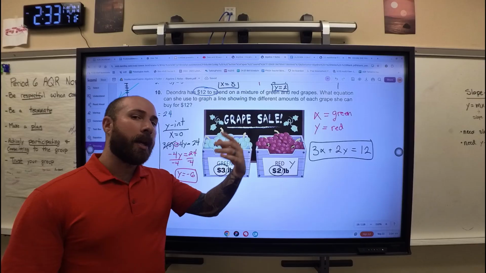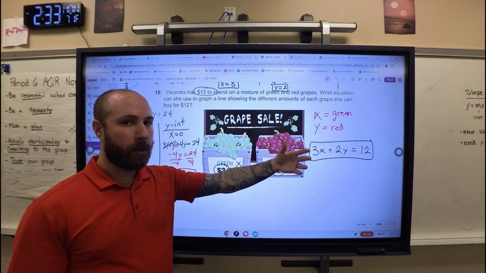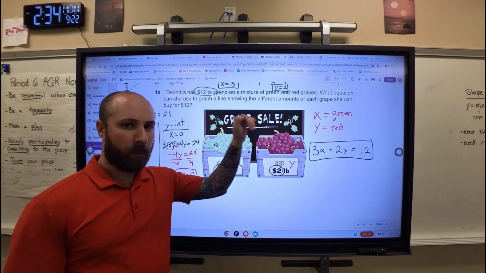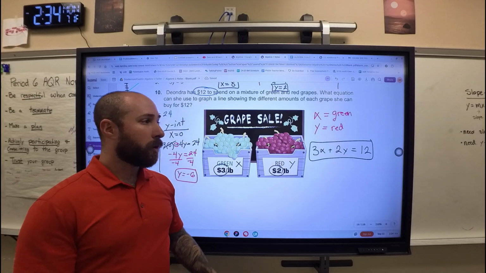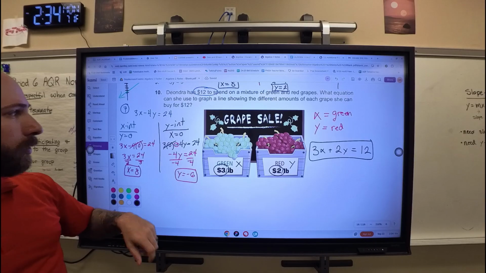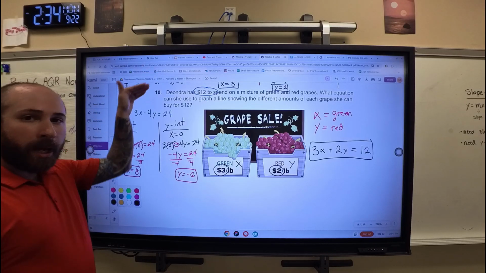If it then asked, hey, what is one scenario that we can do, like to buy green and red, then we could go through and solve and find, okay? So that's standard form, right? Using our x-intercept and our y-intercept to then graph and make our line.